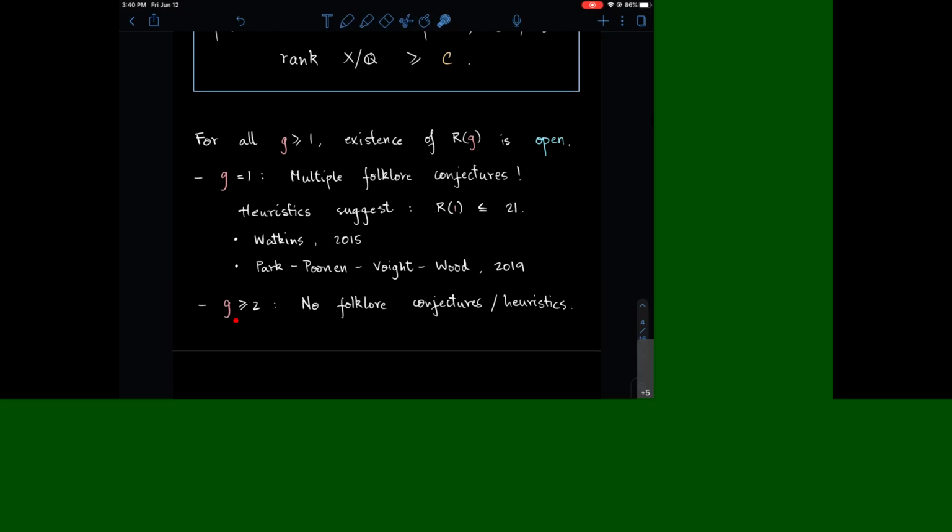And for genus at least two, there are no folklore conjectures or heuristics that I'm aware of. And if anyone knows of any such things, please let me know after the talk.